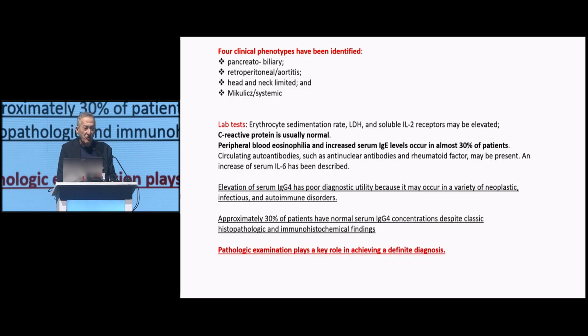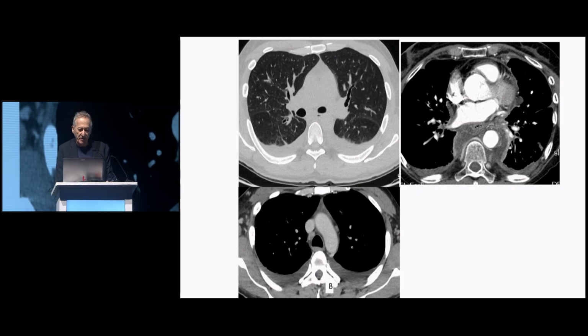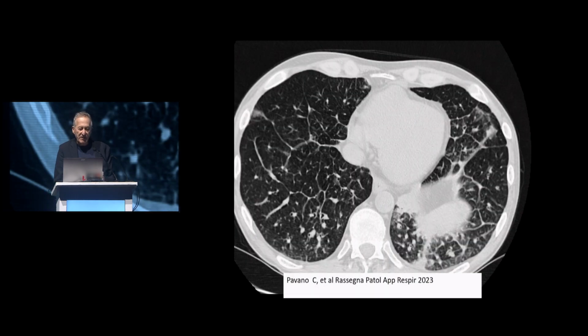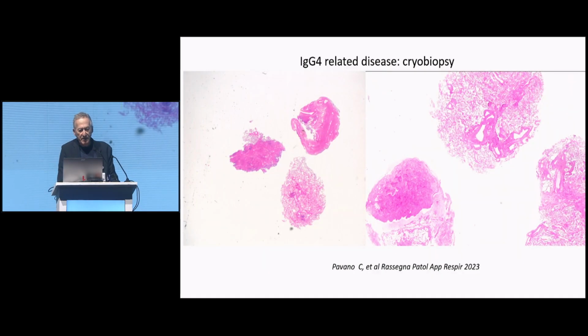We can have a peripheral eosinophilia, increased serum IgE levels, and also some flavor of autoimmunity in the serum. Pathological examination plays a key role in achieving a definite diagnosis. These are some cases with pleural involvement, pleural effusion, and this was a case with a mass in the lower left lobe and the lymphangitic distribution of the lesion. Cryobiopsy, the lesion is, we have nodules or we have involvement of perilymphatic structures.